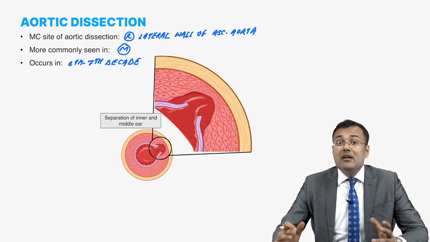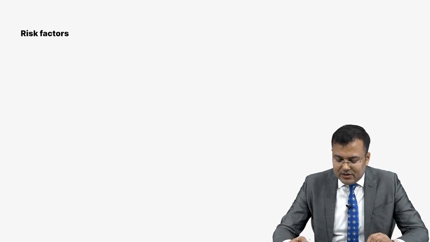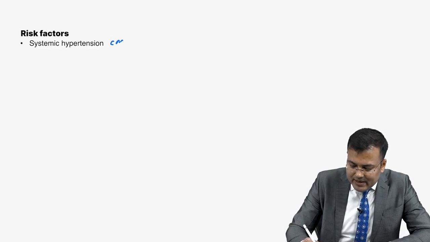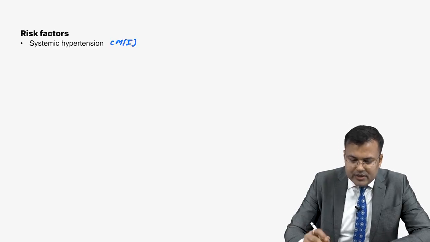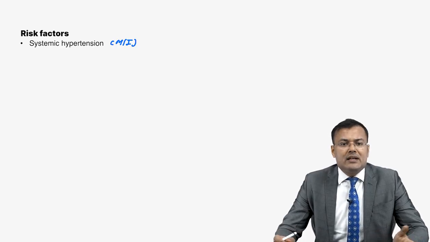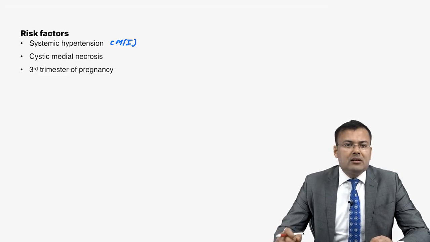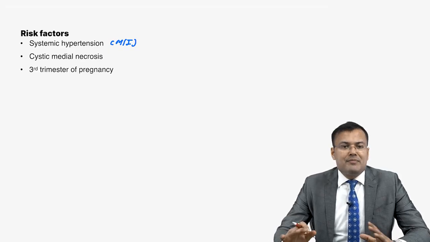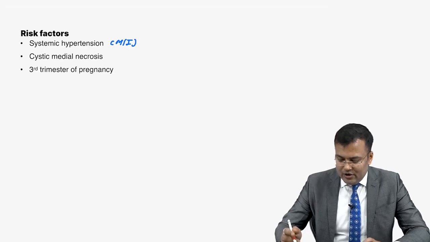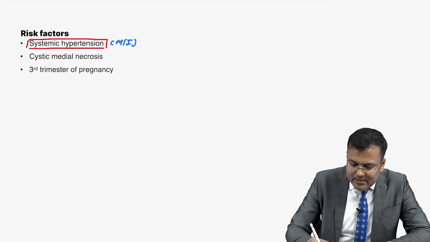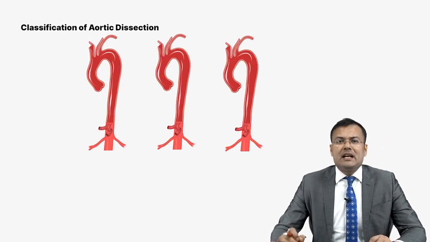The most important risk factor is systemic hypertension. Apart from that, the other risk factors are cystic medial necrosis, and it is also common in the 3rd trimester of pregnancy. So systemic hypertension, cystic medial necrosis, and the 3rd trimester of pregnancy are all risk factors. Most important is systemic hypertension. What are the questions which are asked in the exam?